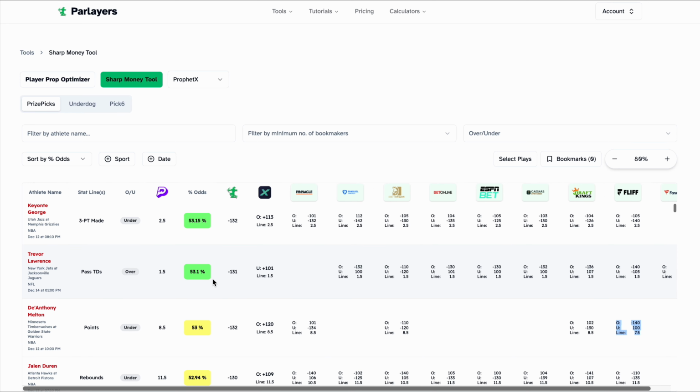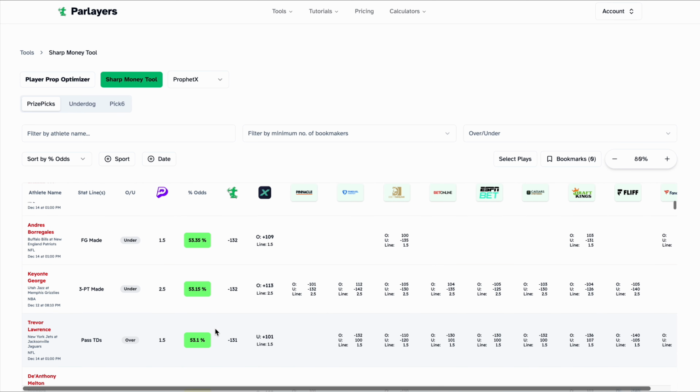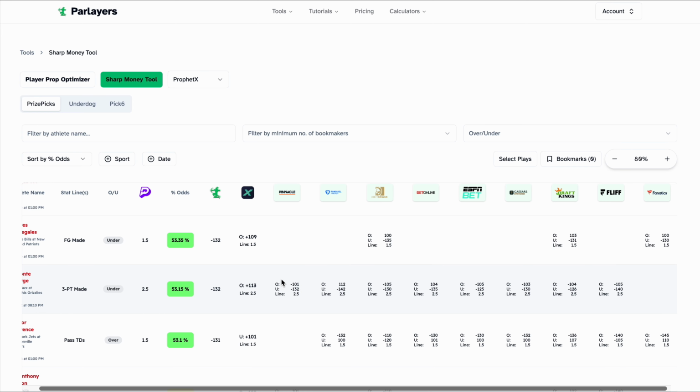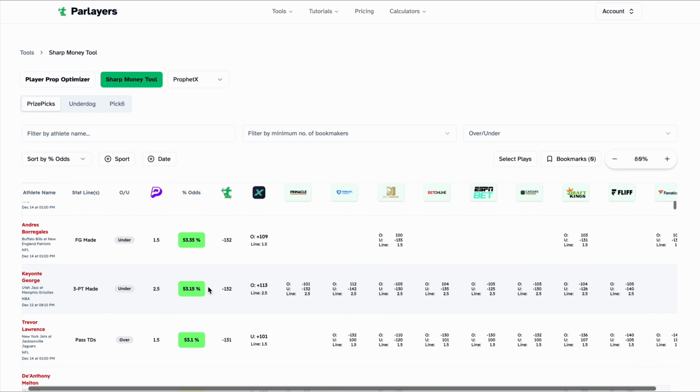Another play I'm liking that I got in earlier throughout the day for my VIP. Very surprised to see it still on the board is Keontae George play, plus 113 to his over, also on Prizepicks. You see here just a lot of books. There's at least 2 books here that have him as a minus 140 or stronger to his under, right? The favorite direction. This is a green play, 53.15% chance to hit.